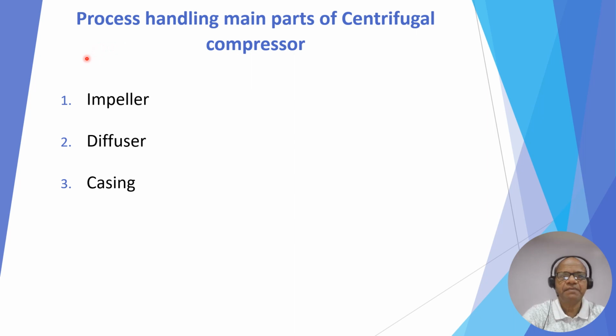Main parts of centrifugal compressors. Broadly, we have three parts: impeller, diffuser, and casing, because these are the main three parts which handle the process gas.